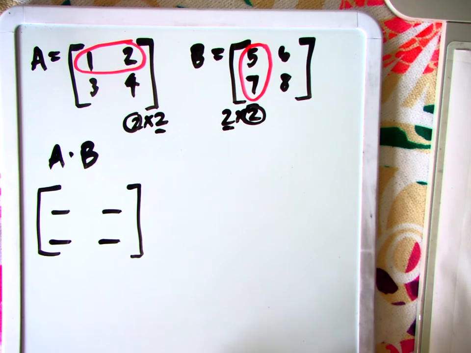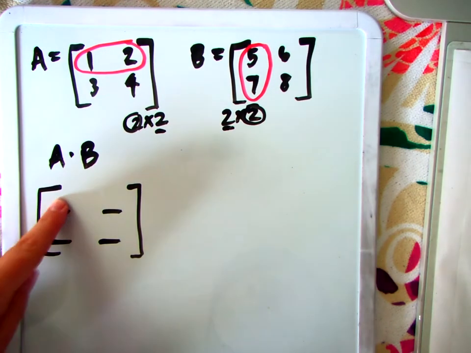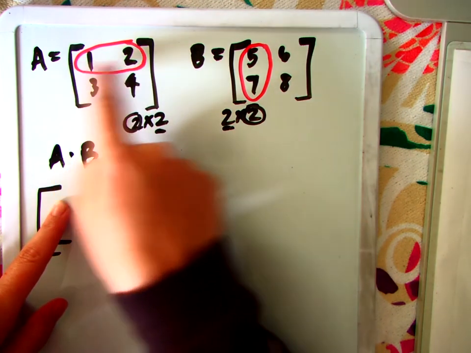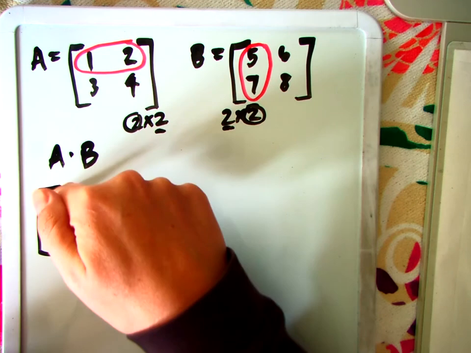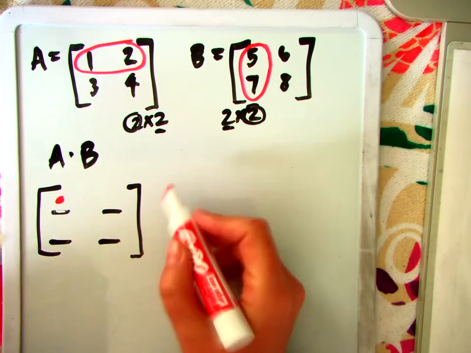So in order to get an answer in the first row, first column, that's this right here. I'm going to do what we previously did. I'm going to multiply this row vector by this column vector. So this spot right here, I'm going to put a little dot because that's the one we're focusing on.